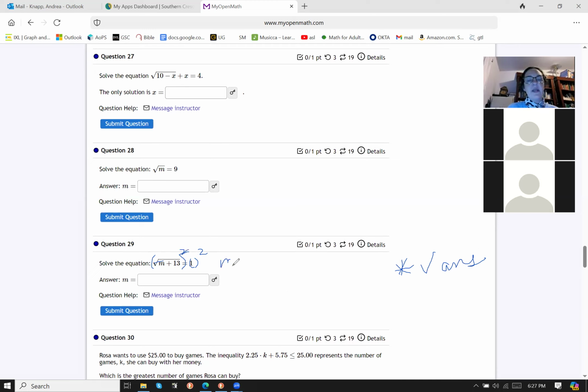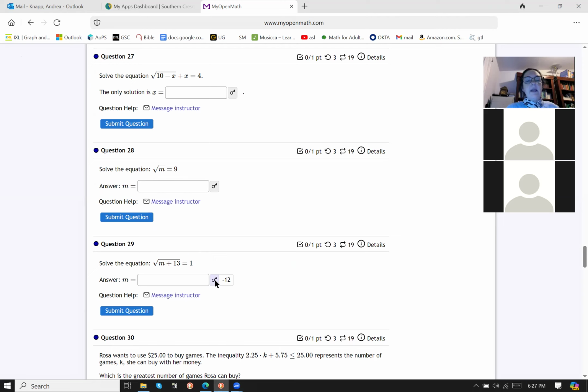So we're just left with m plus 13 equals 1, because 1 squared is 1, and then subtract 13 from both sides to get the m alone on one side of the equal sign. So we end up with m equals -12, and now we need to put that back in the original problem. So we have -12 plus 13, which is 1. The square root of 1 is 1, and so that is equal to the 1 that's on the right-hand side.